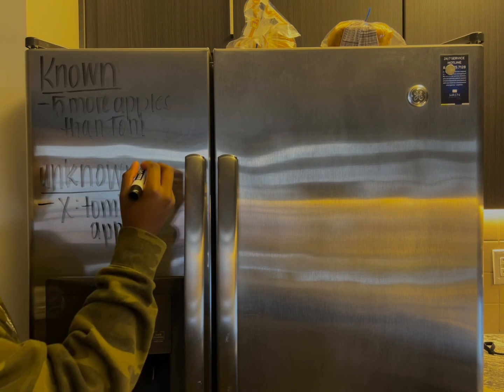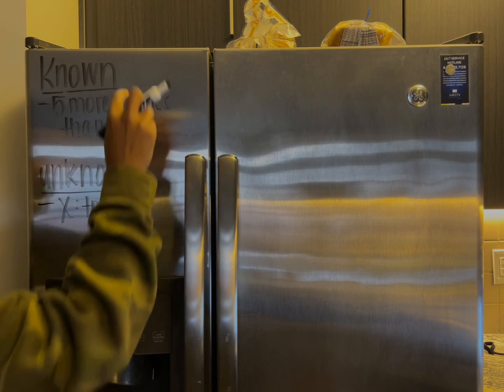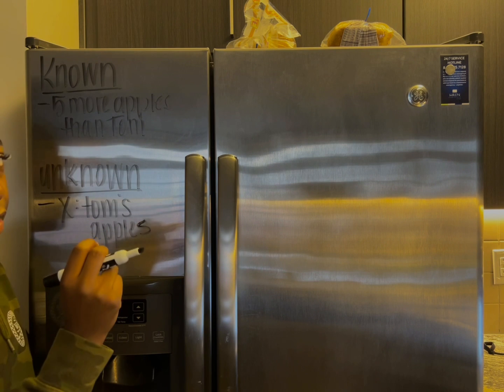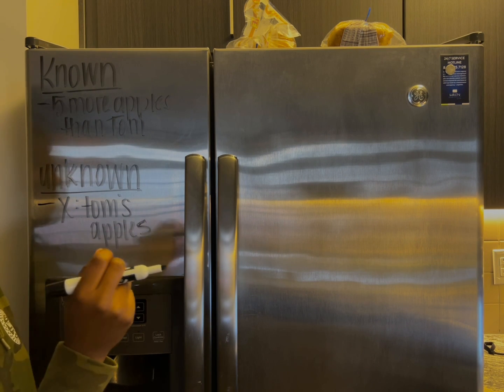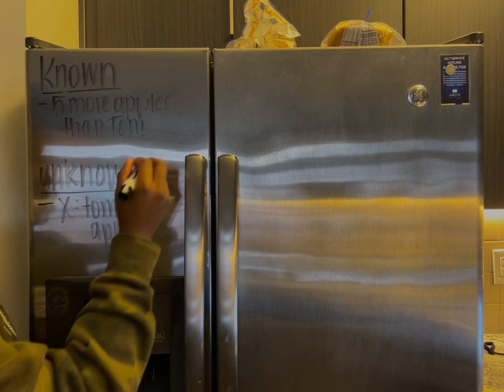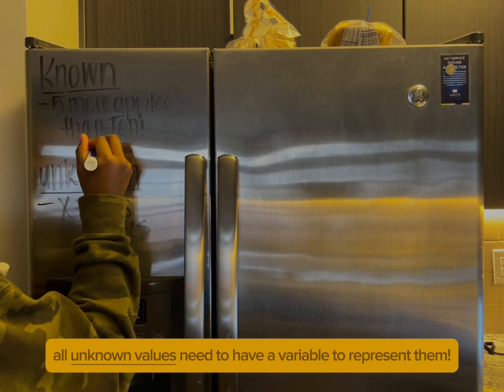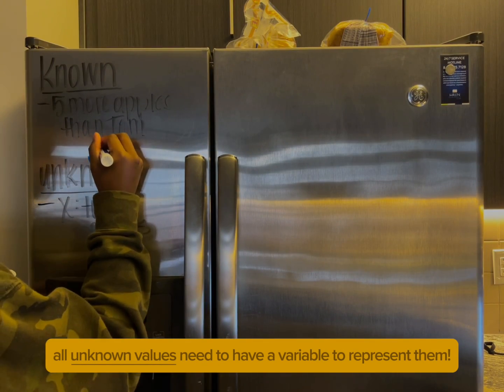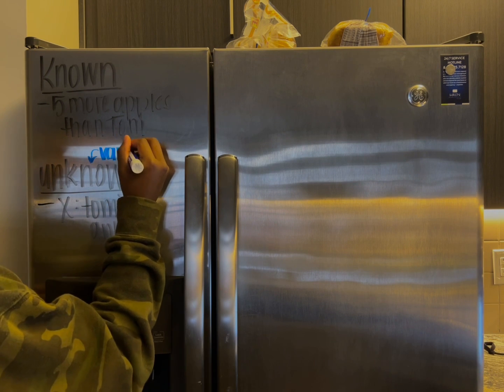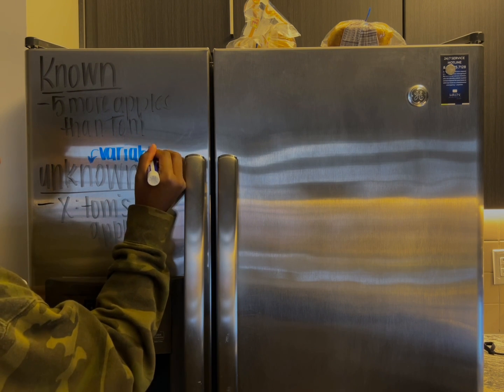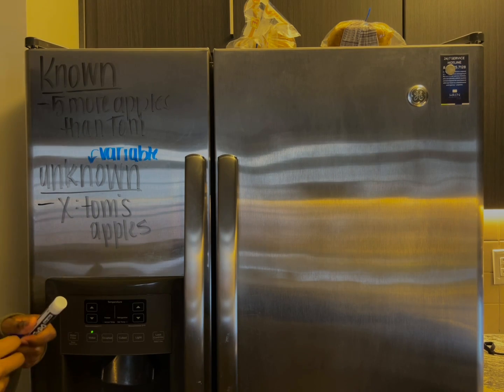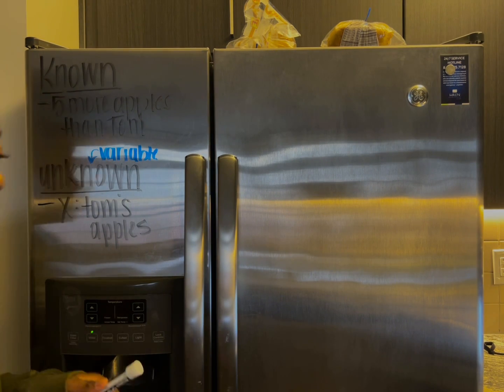So for your unknowns, whenever you're making this list, your knowns will always have a number. That's why they're known, because we know what's happening. Your unknowns will need a variable. So let me put, for your unknowns, you will need a variable, okay? They gave us our variable, which is X, so we don't have to worry about that for this particular problem.